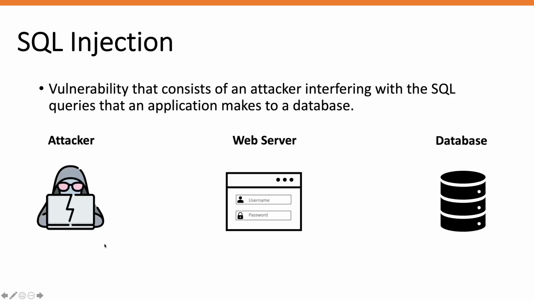Imagine you have an attacker, a web server, and a database. The application that the web server hosts has an authentication functionality where the user has to put in their username and password. And once the username and password are put in, a query is made to the database to see if this username and password are in the database. And if they are, then the user is presented with his or her profile page. If the user enters an incorrect username or password, then the user is presented with an error message that says you have entered an incorrect username or password.